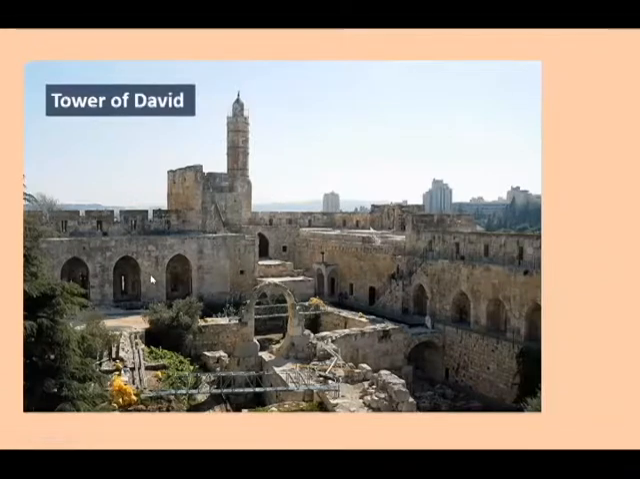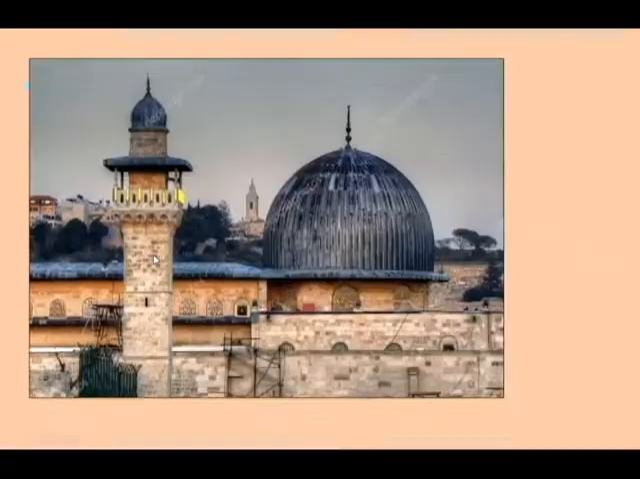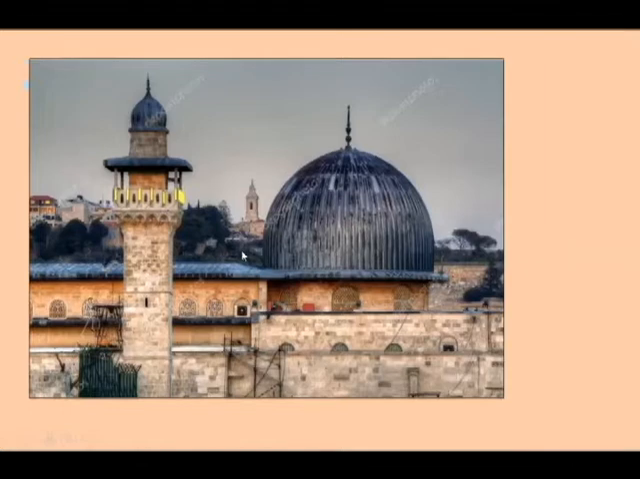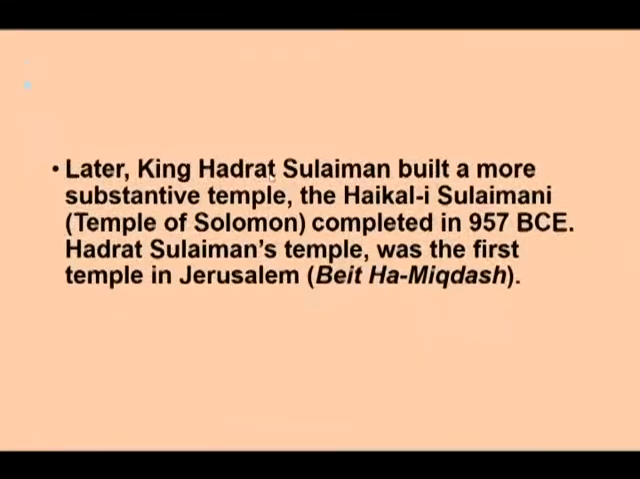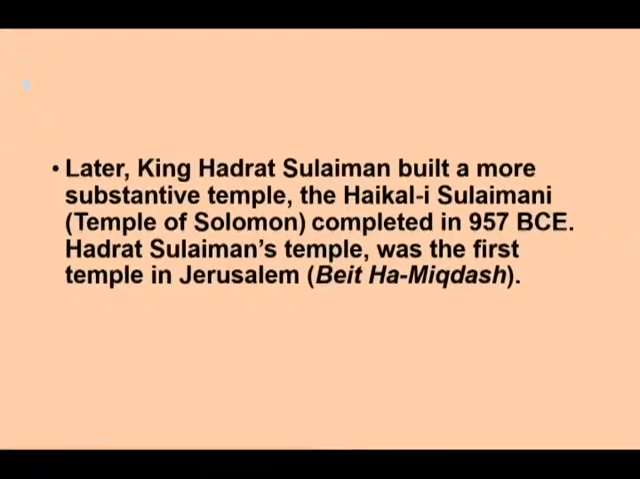Now this is the second shape of the same tower, and this is the dome of the Masjid al-Aqsa. And these windows show the clear story of the Masjid al-Aqsa. We'll talk about Masjid al-Aqsa very soon in this lecture. Later, King Hazrat Suleiman built a more substantive temple, the Haikal-e-Suleimani, the Temple of Solomon, completed in 957 BCE. Hazrat Suleiman's Temple was the first temple in Jerusalem, or in Bait al-Maqdis.